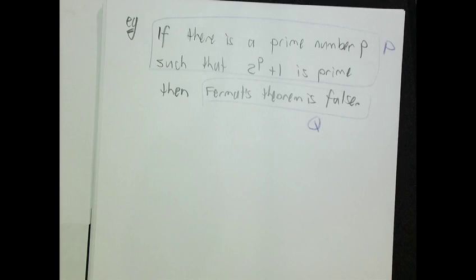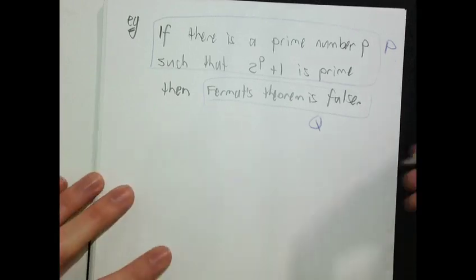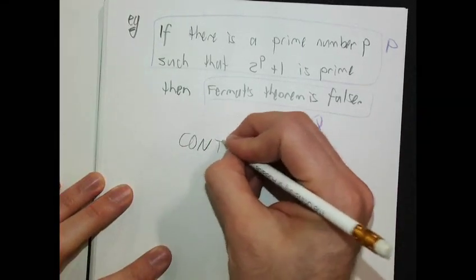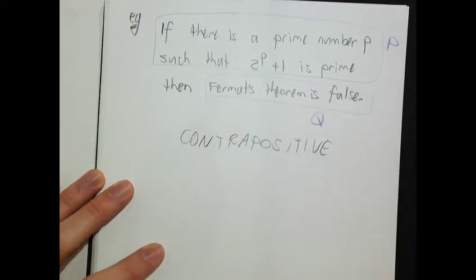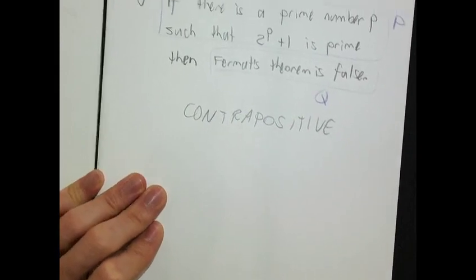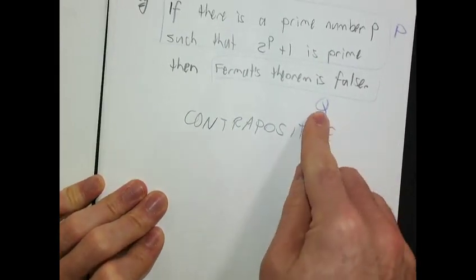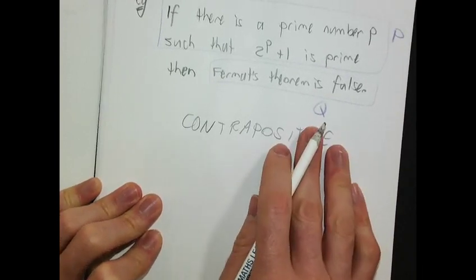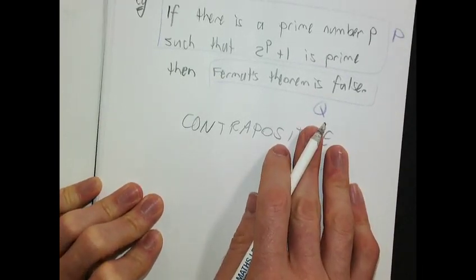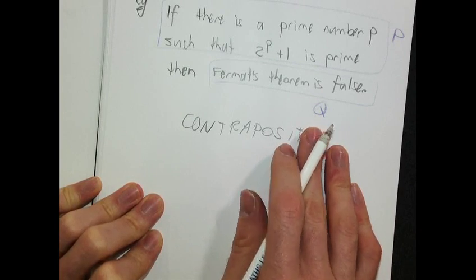That's my capital Q. If I wanted to form the contrapositive of this statement, the contrapositive would be not Q implies not P. So let's see. Not Q. Fermat's theorem is false. Well, not Q would mean Fermat's theorem is true.